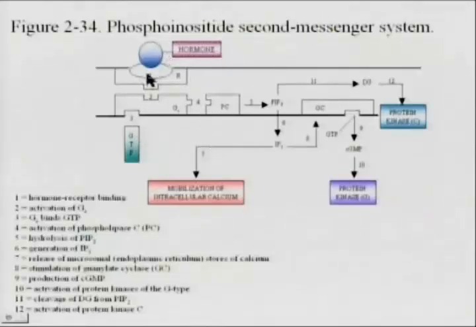So we see the hormone binding to the receptor. The receptor is ligated. We get activation of the G protein. It binds GTP and is activated, and then activates the phospholipase C. So this is the G sub PLC type of G protein. It increases phospholipase C activity, converts PIP2 into IP3, acting on the endoplasmic reticulum for the mobilization of the intracellular calcium.